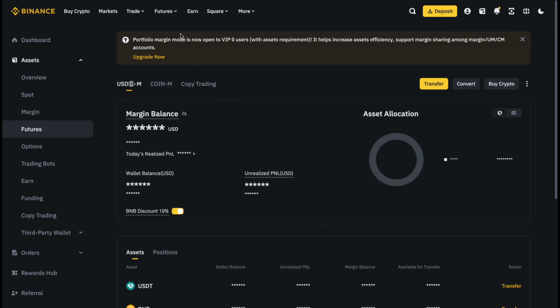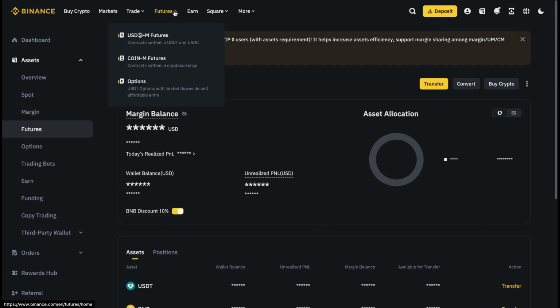Now let's go to the top left, hover over futures. Now you have USDM futures and CoinM futures. Now USDM futures is you using USDT or stablecoins to engage in futures trading. CoinM is you using crypto assets. Most people use USDM because CoinM is more risky, because the asset that you are buying with is going up and down in value, and the trade is as well. So let's click on USDM.